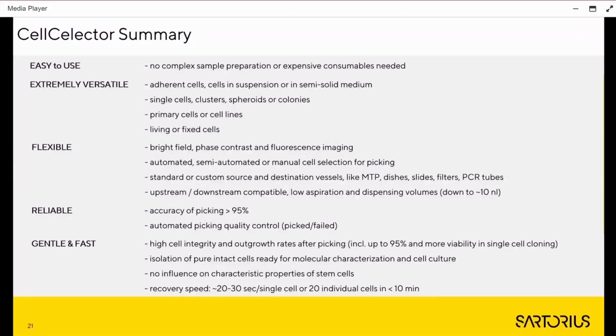In summary, CellCelector is a truly versatile system that supports many different cell isolation setups. It also makes cell isolation easy, preserves cell integrity during the cell picking process, and assures proper documentation.